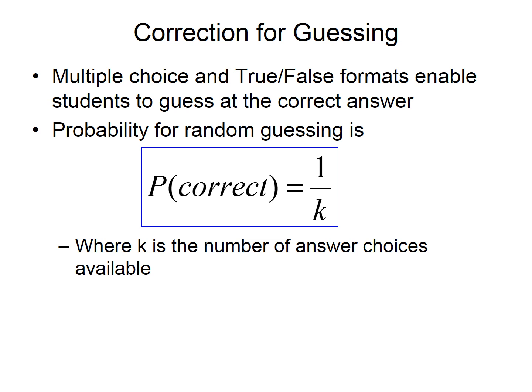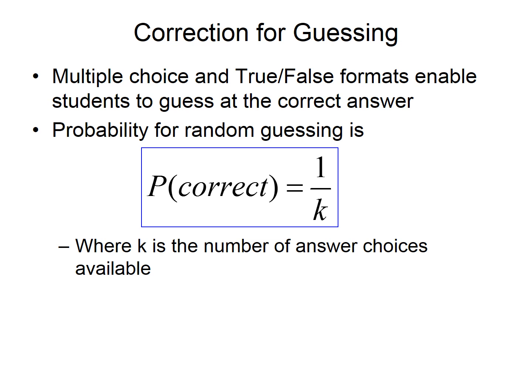We covered a few quick equations, and I just want to hit them again because you may be called upon to use them in the test. So correction for guessing is simply an equation where we're looking at a couple of things. The first thing we need to figure out is the probability of guessing. The probability of getting something correct simply through guessing is 1 divided by k, where k is the number of answer choices.